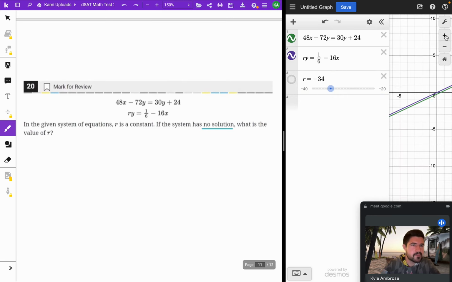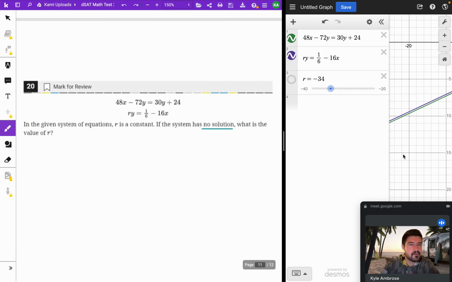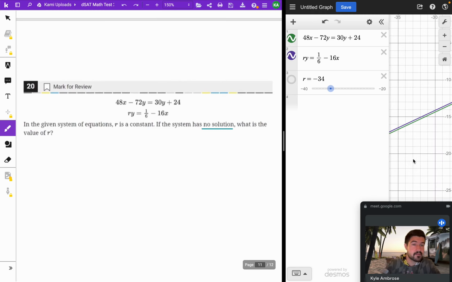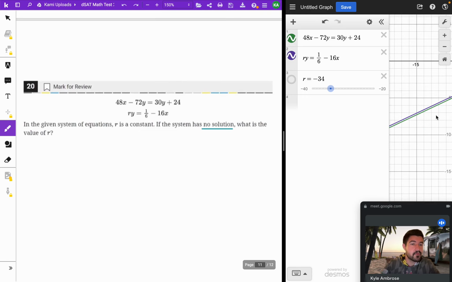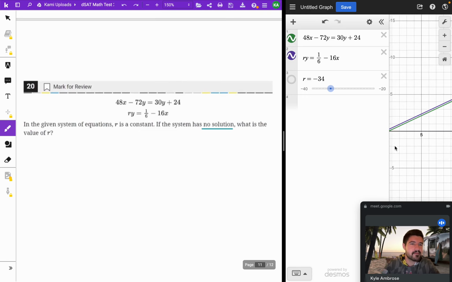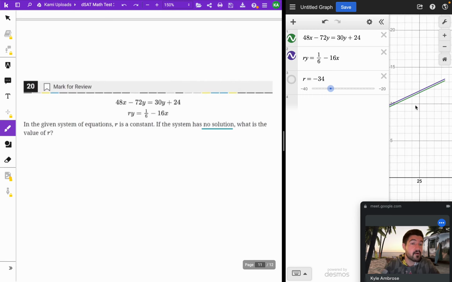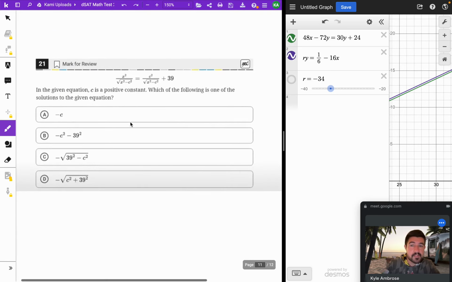And how do we know that these are parallel? Well, you can kind of see as I go all the way this way, pretty far, they're still the same distance away from each other. And if I go back this way, they're not getting any closer. So it seems like that's my test. It seems like these are never going to cross if r is -34. And so that would be, in fact, the answer. R equals -34.